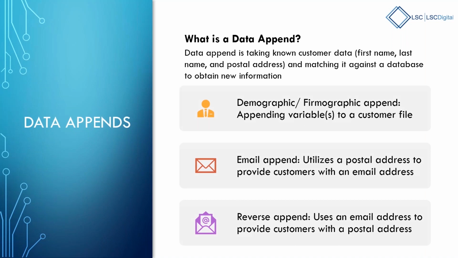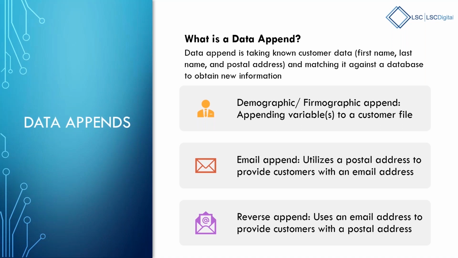First, demographic and firmographic appends, where we append a variable to a customer file. On the consumer side, demographic variables that you could append would be things like age, household income, home ownership, presence of children, behavioral or interest variables, a whole slew of different information to allow you to gain more information on your customers. On the B2B side, some firmographics that you could append would be employee size, sales volume, location type, and many more.